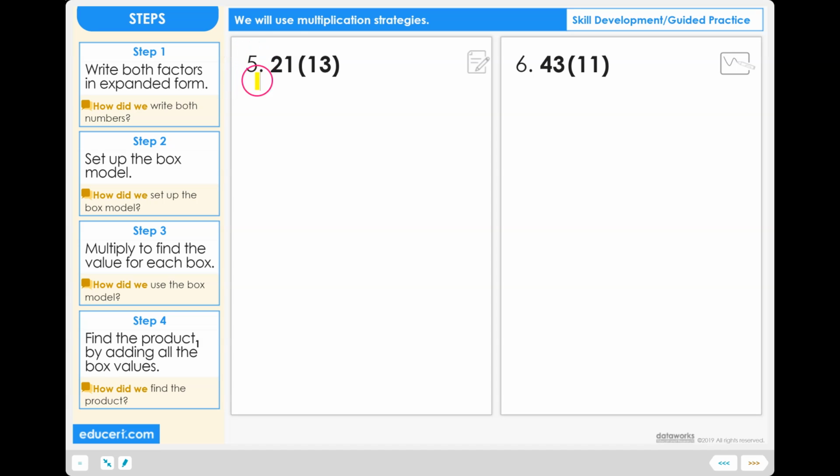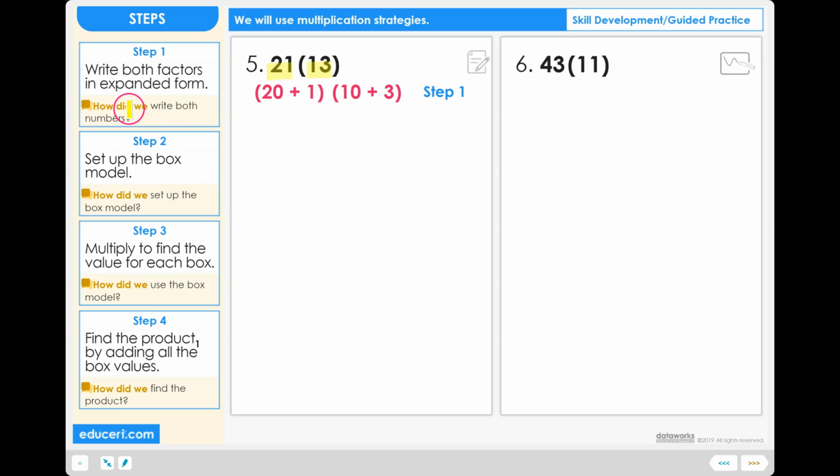We are ready to solve a couple of problems using the distribute strategy for two two-digit numbers, following 4 steps. Step 1. Write both factors in expanded form. The first factor is 21, and that would be 20 plus 1. And the second factor is 13, which would be 10 plus 3.